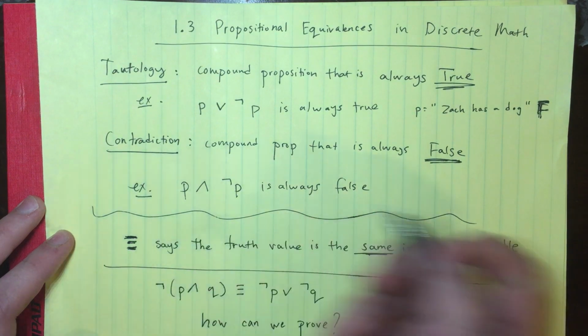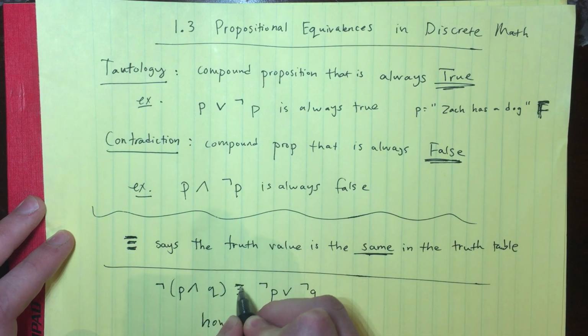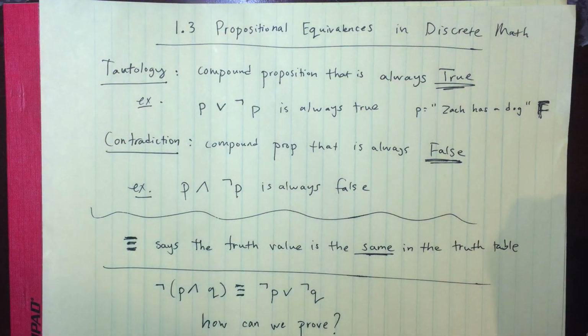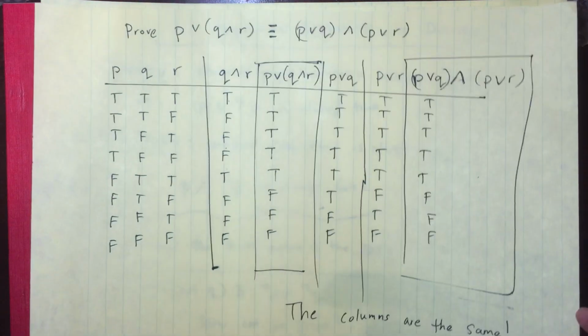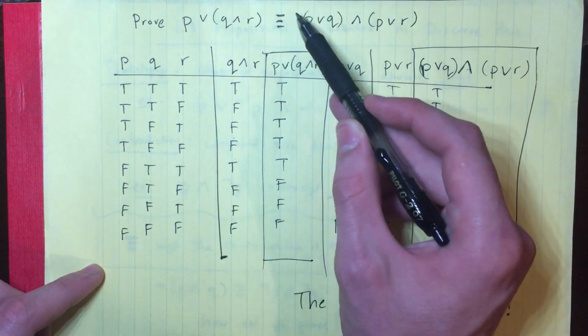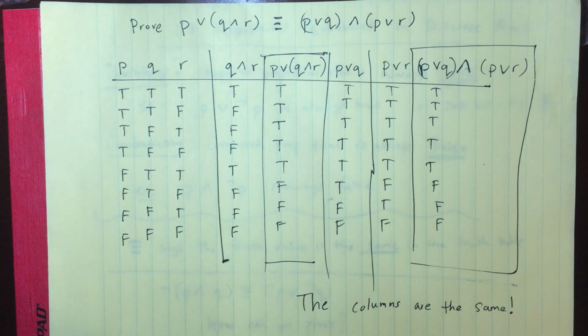And you can write this in between two compound propositions if those columns are the same. So now, how can we prove it? I'll show you that truth table right there. This is an example: we have to prove that this compound proposition is equivalent to this. So instead of using a proof, you can use a truth table. That's the easiest way, but sometimes your teacher will require you to do proofs, and I'll show you a trick for those at the end of this video.